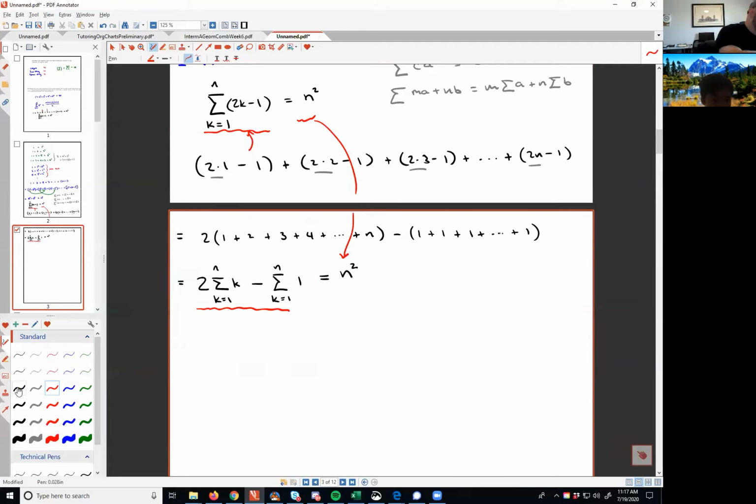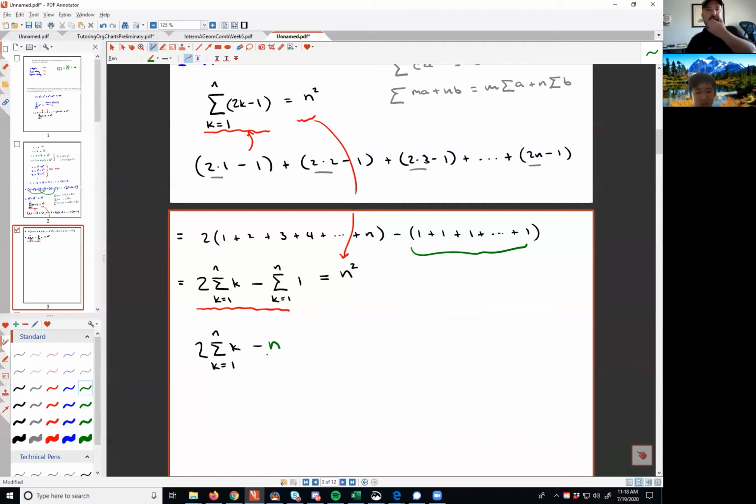Okay, so on the left-hand side of this newest equation, we have 2 times the sum of the first n positive integers minus, wait, what is that? The sum of n ones. 1? No? The sum of n ones. N? Right, right.